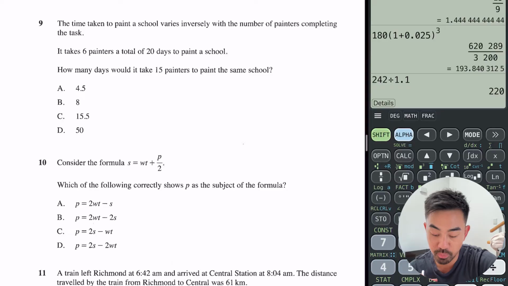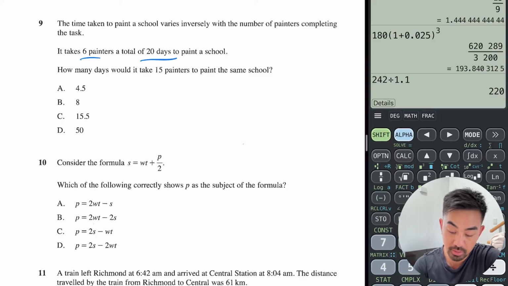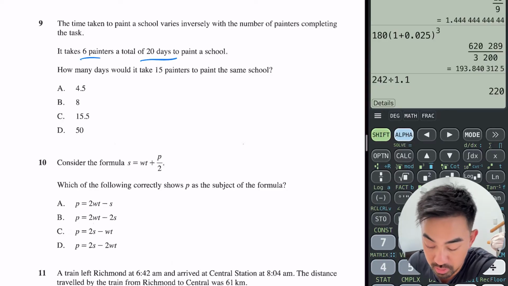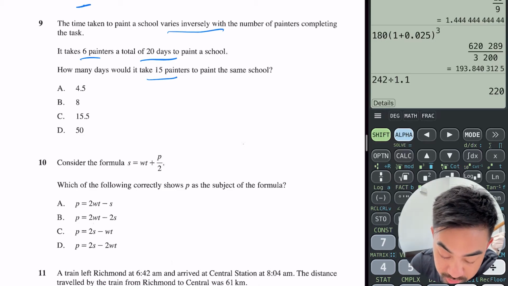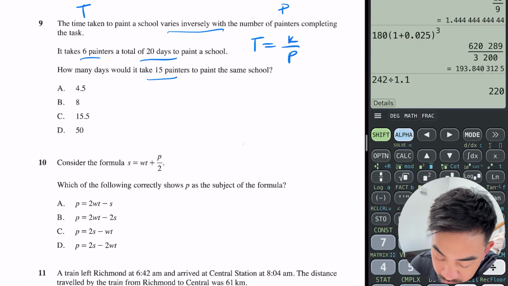At 9, the time taken to paint a school varies inversely with the number of painters completing the task. It takes 6 painters a total of 20 days. How many days would it take 15 painters to paint the same school? Okay, so it varies inversely. T for time, P for painters. So T is equal to K over P.